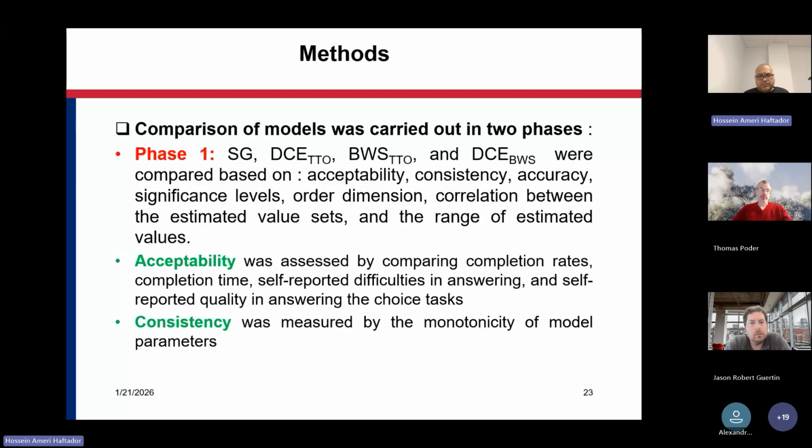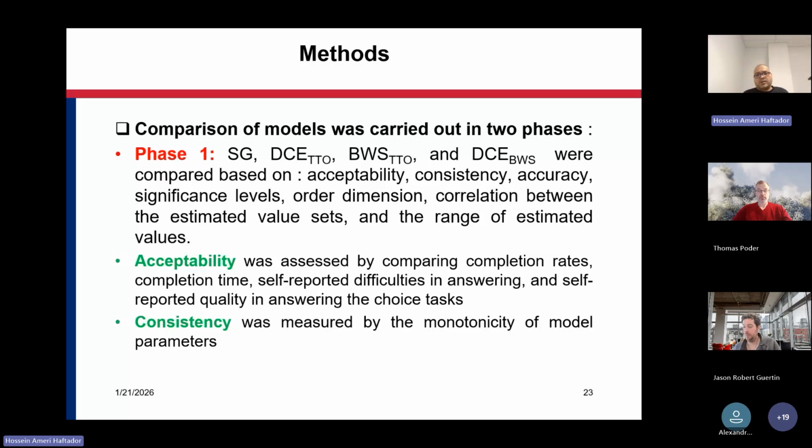In order to choose which model is the best or the most appropriate, we compared the results of each model or approach in two phases. Phase one: we compare standard gamble, DCE, TTO, BWS, TTO, and DCE, BWS based on several measures such as acceptability, consistency, accuracy, significance, order of dimensions, correlation, and range of estimated values.